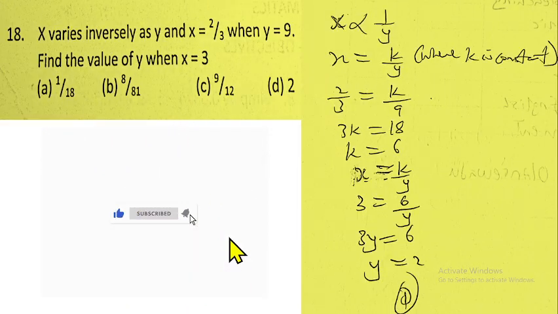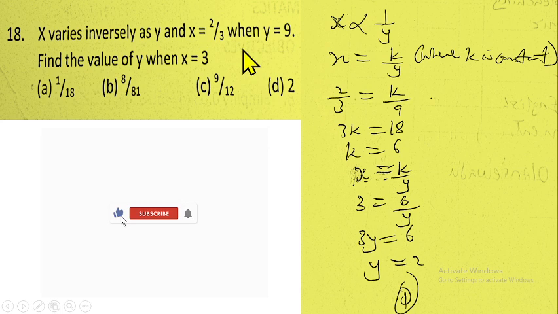Question number 18 now is on variation. S varies inversely as y, and s is equal to 2 over 3 when y is 9. Find the value of y when s is 3. Like I said, s varies inversely as y. It can be written mathematically like this: s varies as the inverse of y. So you introduce a constant so that you change this expression to an equation. By introducing a constant of proportionality, s will be equal to k over y.